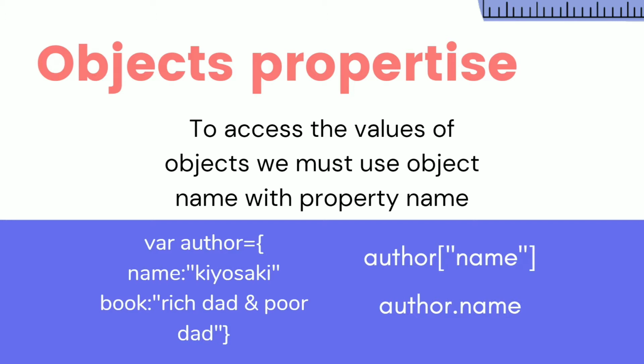When we mention the variable and the name in the format of a string in the square brackets, it is going to give us the name. When I say author square bracket of name, we are going to get Kiyosaki as the result. We can also access that using author dot name, the object variable and dot the property. We are going to get his name, and this is how we access the object properties.